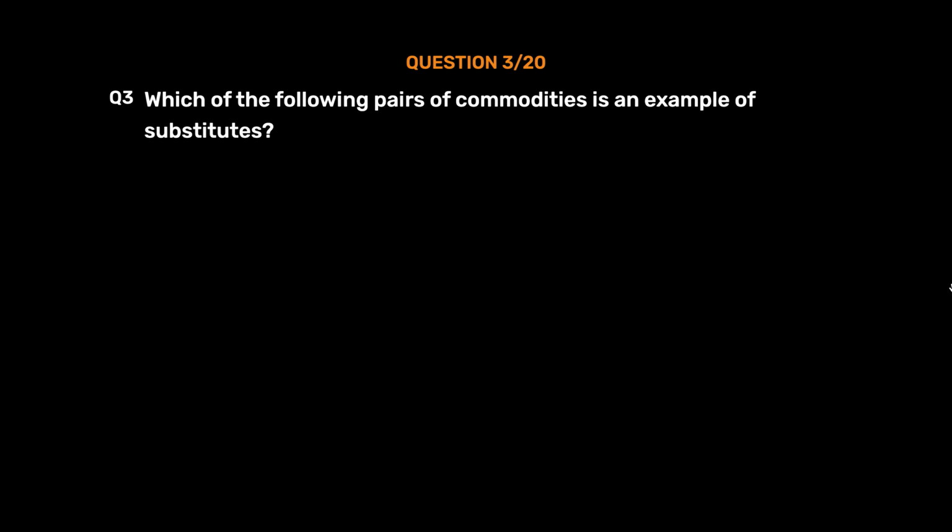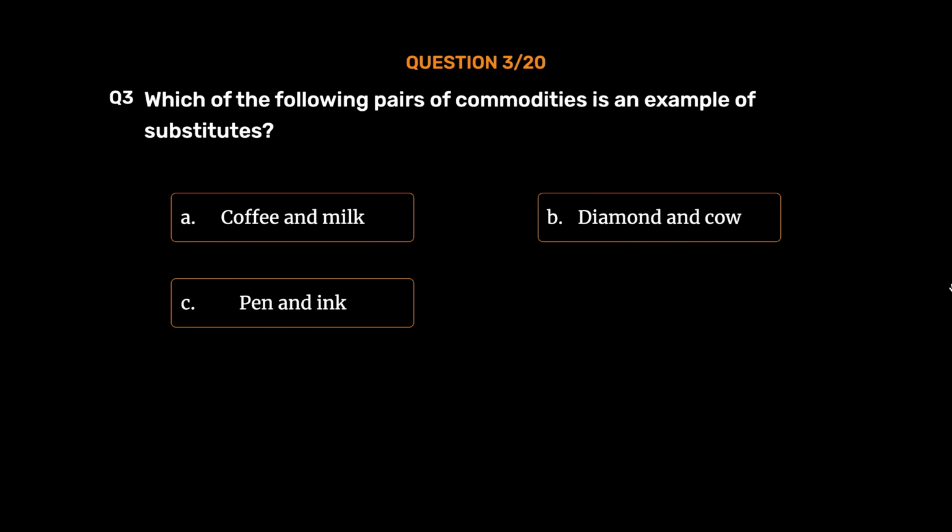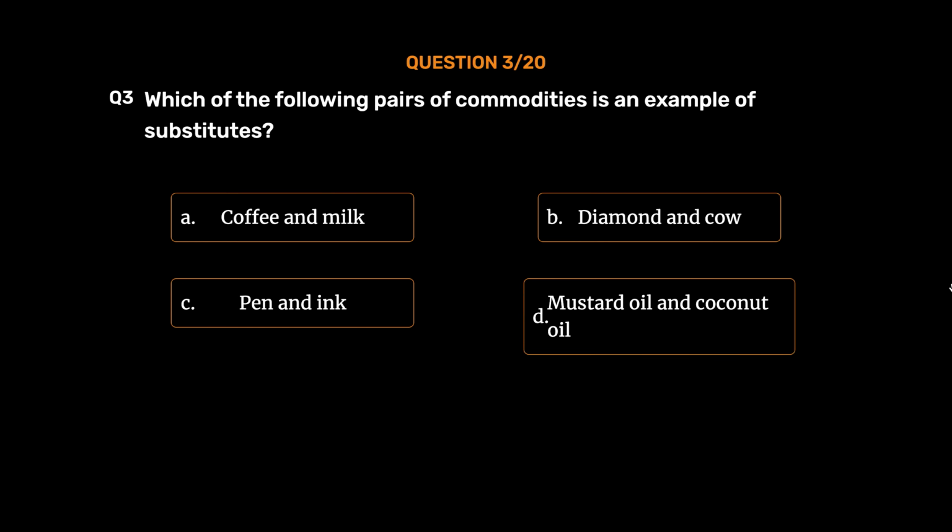Question number 3. Which of the following pairs of commodities is an example of substitutes? Option A, coffee and milk. Option B, diamond and cow. Option C, pen and ink. Option D, mustard oil and coconut oil. The correct answer is Option D, mustard oil and coconut oil.